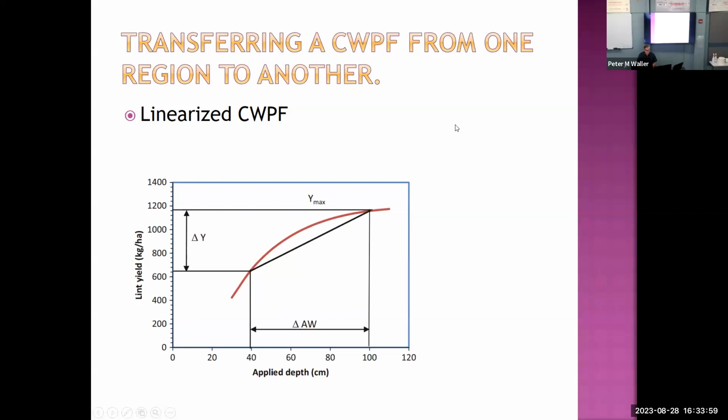So I have this little section on transferring crop water production functions from one region to another. And I linearized this crop water production function. However, I really don't like this section that I did, so we're just going to skip it. I should have just relied on other people's, like Dorenbos or Jensen functions. Okay, so we skipped those problems in the back of the book.